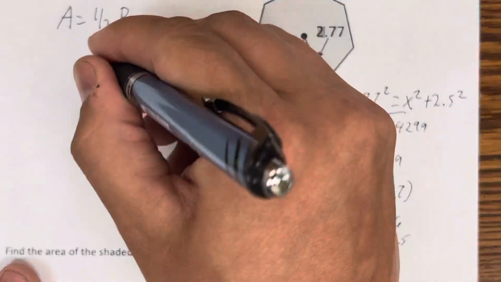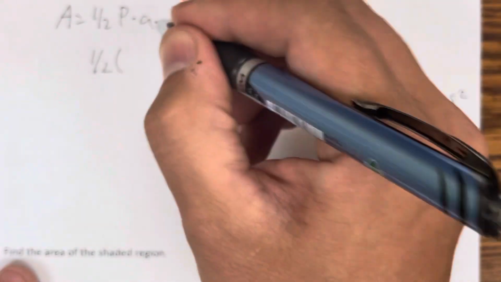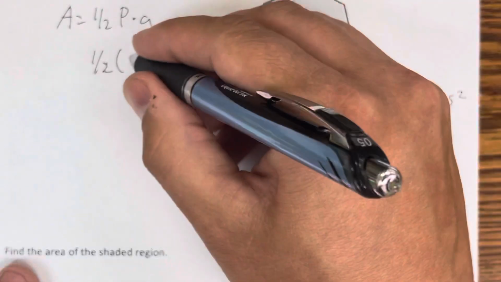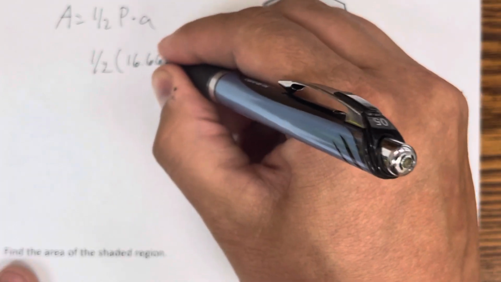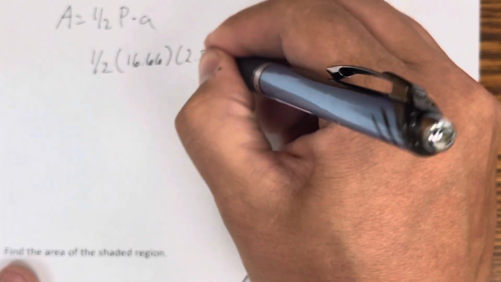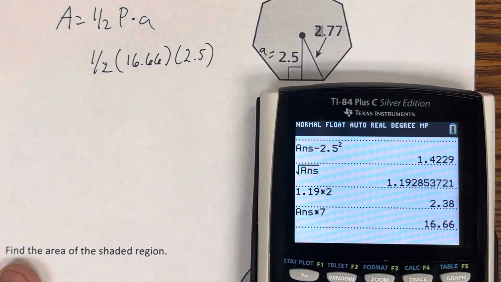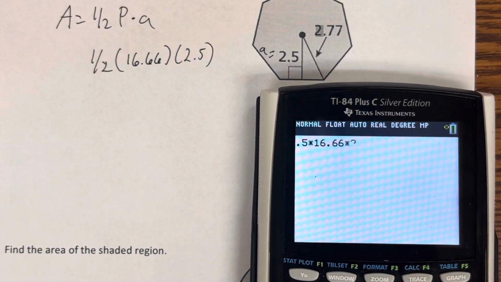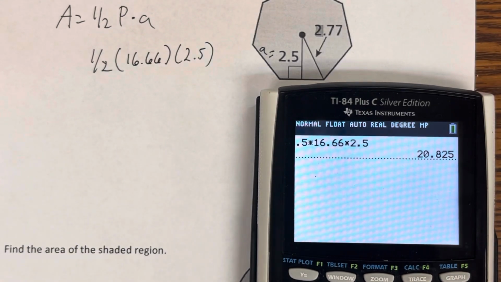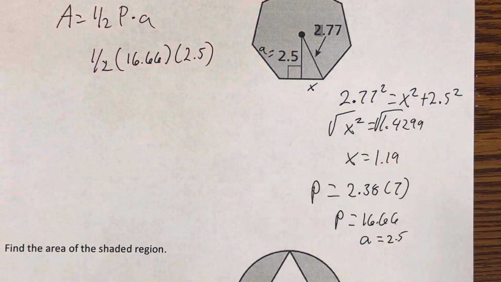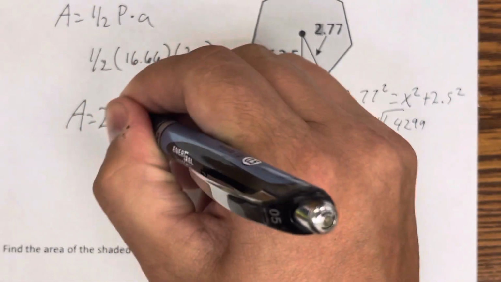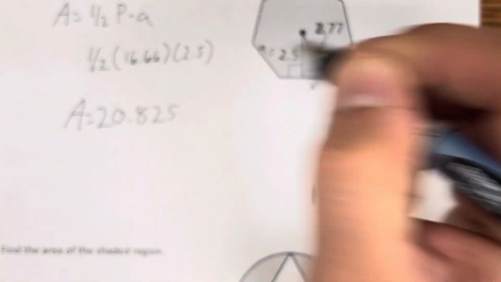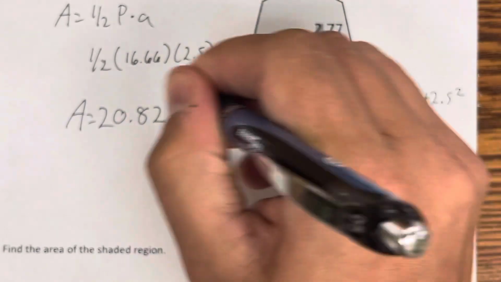Now we can plug it in. So 1/2 times the perimeter, 16.66, times the apothem, 2.5. And we'll plug that into our calculator. So 0.5 times 16.66 times 2.5 is 20.825. And we didn't get units, so it's just units squared.